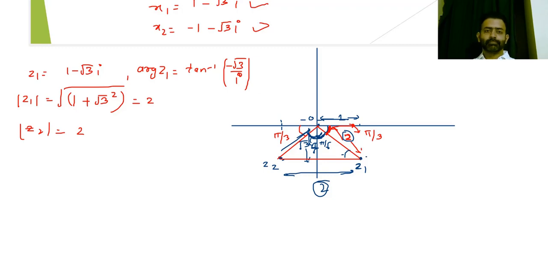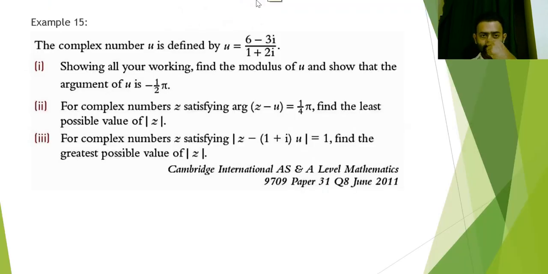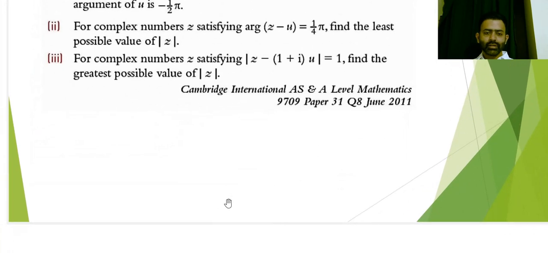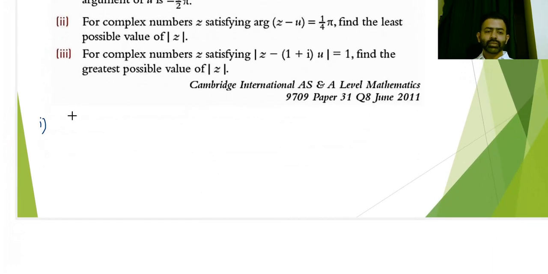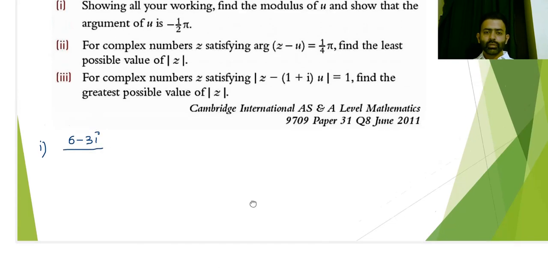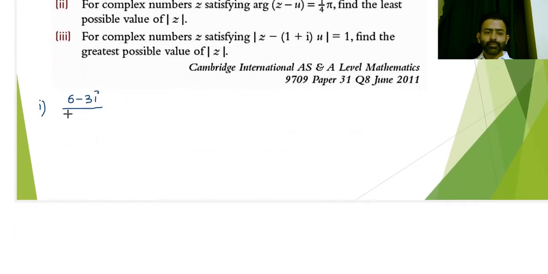Okay, fine. Let us do another question. It says that the complex number u is defined by 6 minus 3i over 1 plus 2i. Showing all your working, find the modulus of u and show that the argument of u is minus pi by 2. Okay, it's very easy. I think this we have already done, that whenever there is a complex number in the denominator, we have to bring this in the numerator by multiplying by its conjugate. So we have 6 minus 3i over 1 plus 2i.